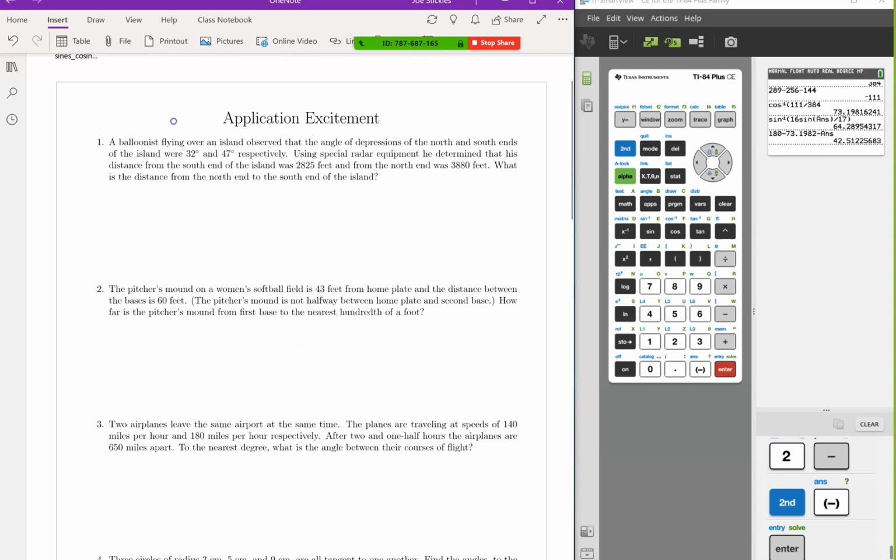All right, so this should also be on Moodle with the solutions. I just wanted to do a couple of applications here to see if we can figure out the different pieces that it's asking for in the different applications. So this first one, we've got a balloonist over an island. So we got some island here. I'm not going to try to draw pictures. Here's the island. The balloonist is over the top of the island.